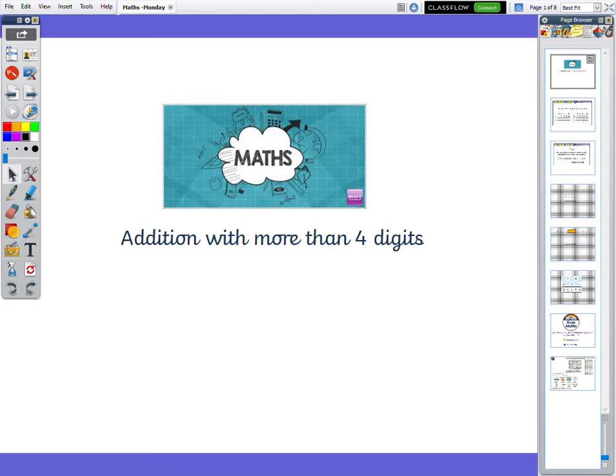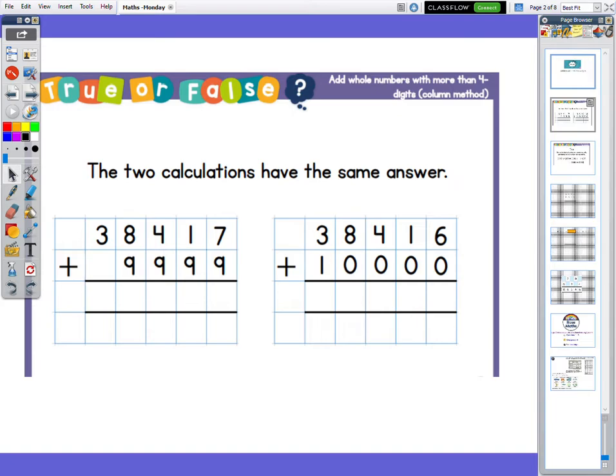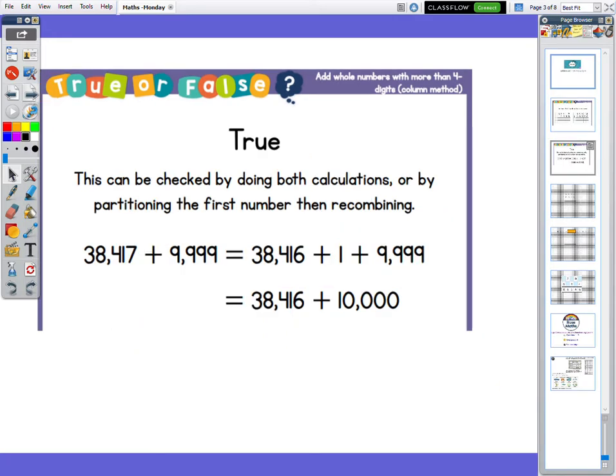So before we start, we have got a true or false question. It says the two calculations have the same answer. So pause the video and find out if this is true or if this is false. Okay, so you will find that it is true. So you could have checked by doing both calculations or partitioning the first number and then recombining. So I'm going to assume that most of you checked by doing both calculations.